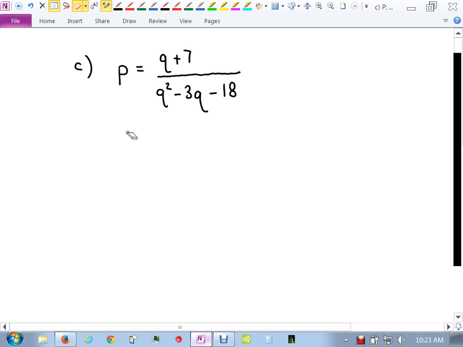See any issues here? Talking about domains still. You see any square roots? No. So square roots are big red flags for us, right? That's right, but it's a fraction. So the bottom can't be 0. That's the only thing we have to worry about. This denominator right here cannot be 0. So I'm going to go ahead and write that down. Q squared minus 3Q minus 18 cannot be 0.